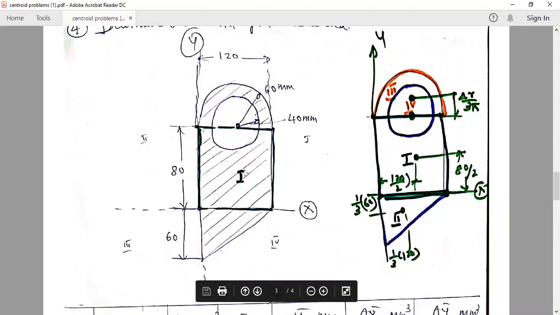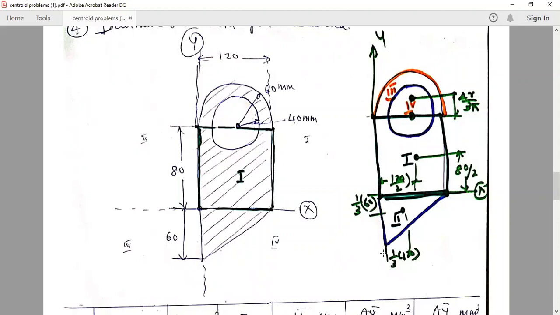We can see there is one rectangle, one triangular shape, one semicircle, and another circle. The circle is the void area. All other area is shaded. Only the circular area is void. So I have divided the entire area into, first, the rectangle, second, the triangle, third, the semicircle, and fourth, the circle.